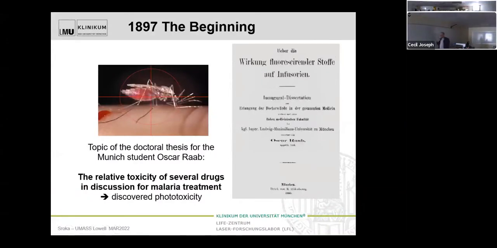And as you mentioned already, Anna, the lab book is very, very interesting, because photodynamic therapy starts at the very beginning of the last century. So it was 1903, somewhere in Munich. And in Munich, there was a student called Oskar Raab, and he got the topic to find a drug against malaria.